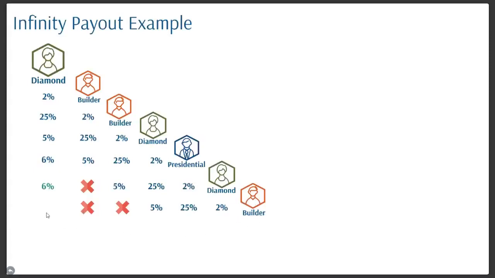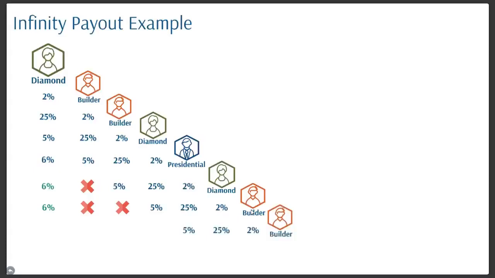So how much is this diamond going to get paid on a builder over here? If you said 6%, congratulations, you're right. This is, again, another example of infinity payout. And like I said before, we're just looking straight down one leg. So it's really awesome. All right, so let's continue with this example.